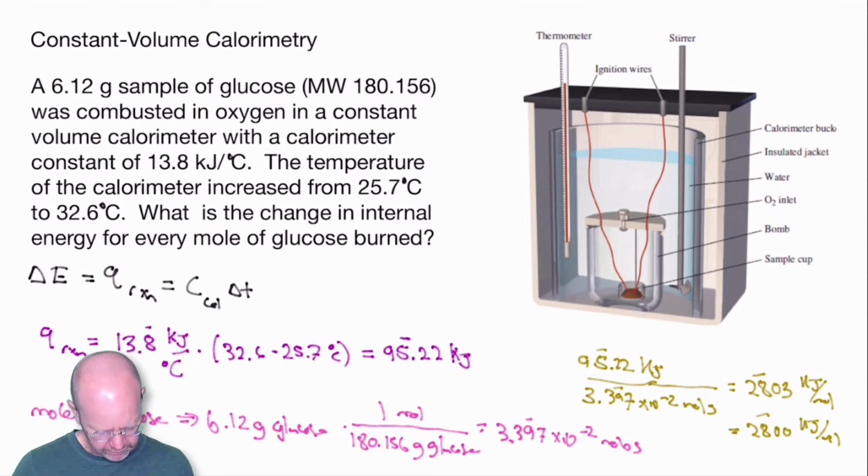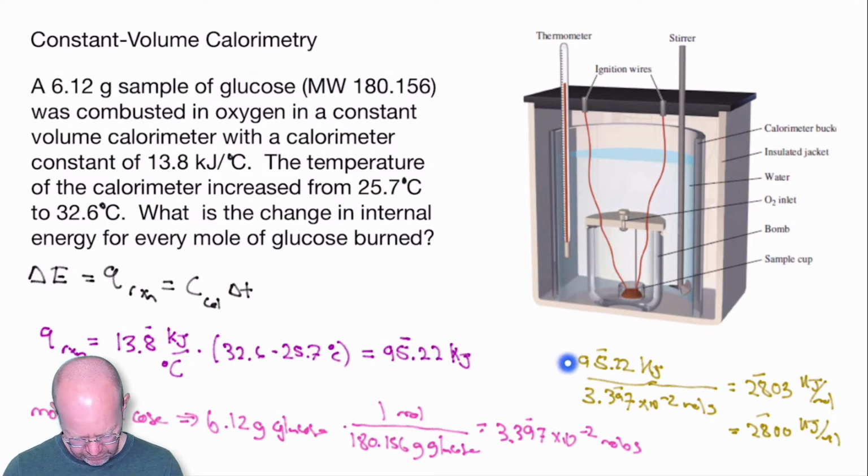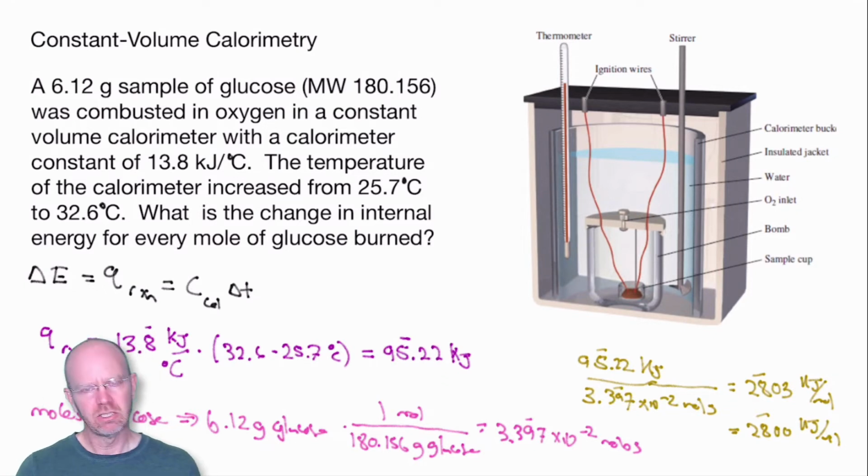So if we want to figure out what the change in internal energy for every mole of glucose burned, we have to divide, right? So 95.22 kilojoules divided by 3.397 times 10 to the minus 2 moles gives us, with two significant digits, 2,800 kilojoules per mole of glucose. That's the change in internal energy associated with burning 1 mole of glucose, about 2,800 kilojoules.